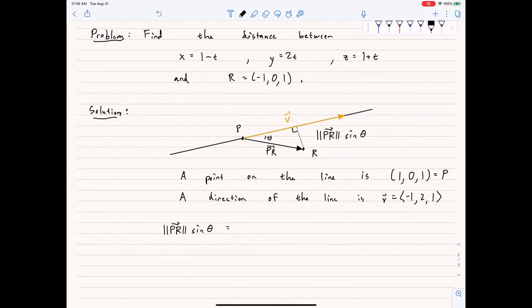Namely, theta is the angle between V and PR. And so I'm going to multiply this quantity by V, the magnitude of V. But then, of course, I have to divide by it to get an equality. The reason I did that is because now I really can apply the equation we had last time. So this is going to equal the magnitude of V cross PR.